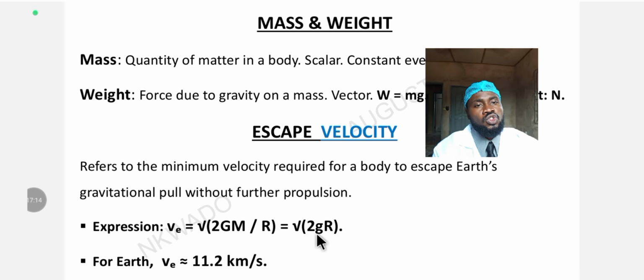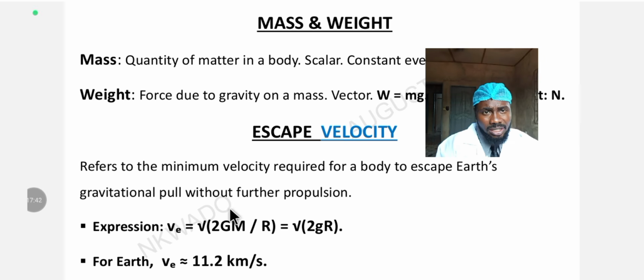So the same escape velocity is equal to root of 2gR, where g is acceleration due to gravity, times the radius of the Earth. So it depends on what you have to solve. That's what is going to determine the formula for escape velocity that you are going to use.